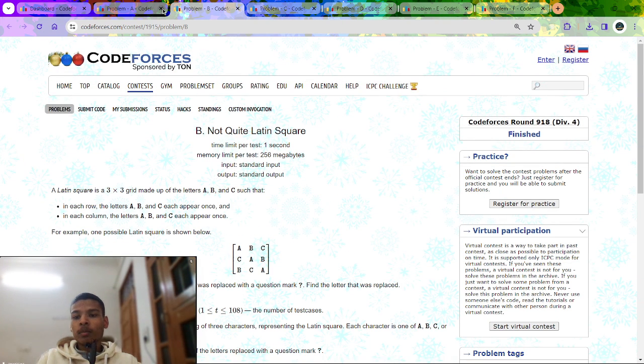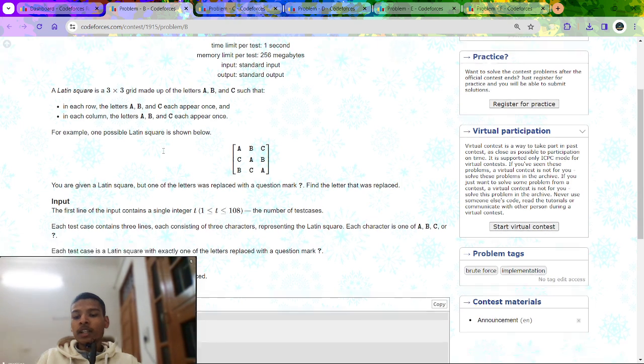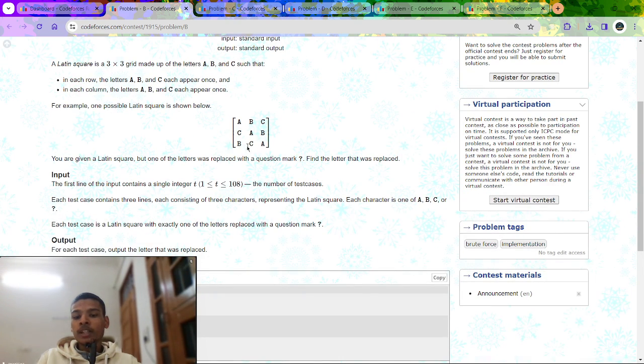Let's now discuss problem number B. In problem B, we are given a 3 by 3 grid, and they have said each row should contain at least one A, one B, and one C. Each column should also contain at least one A, one B, and one C. But one of the characters went missing from this matrix, and we have to find that character.